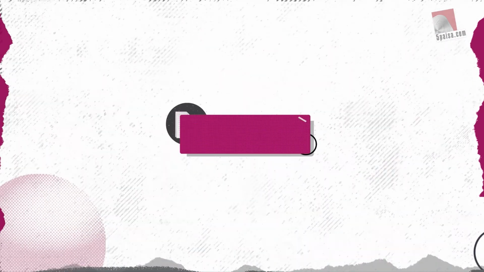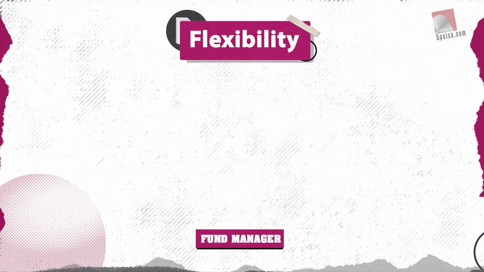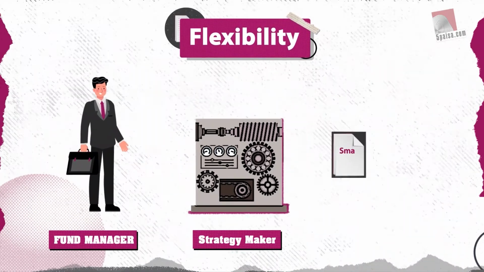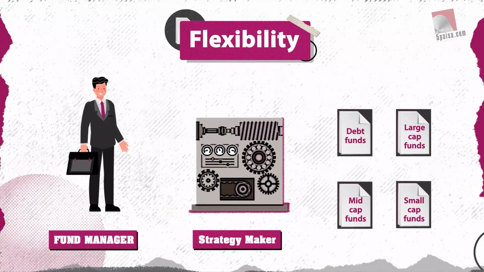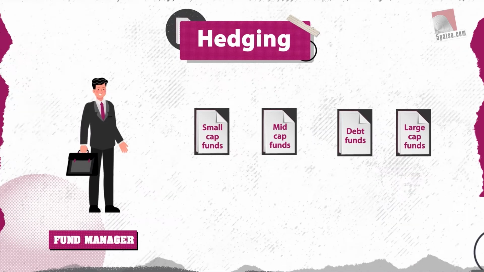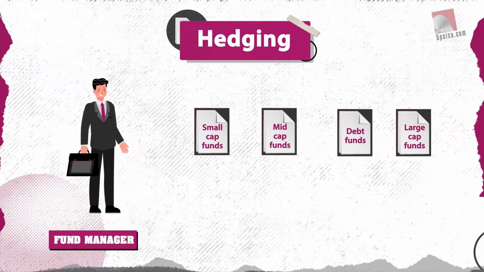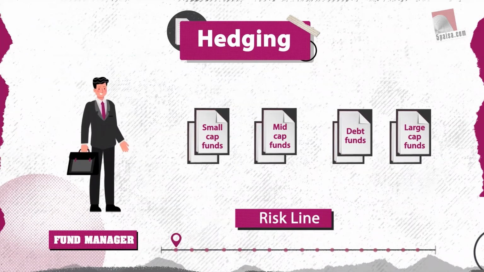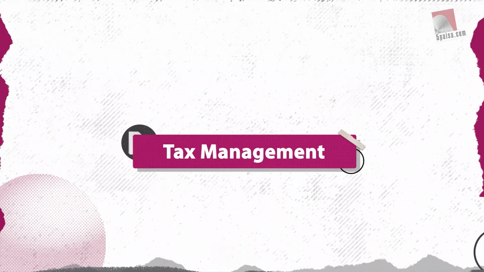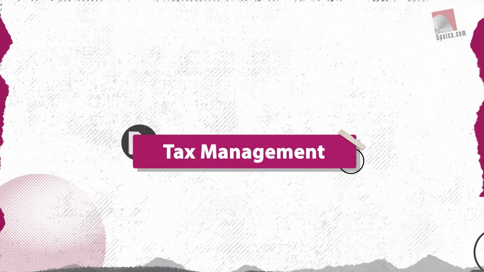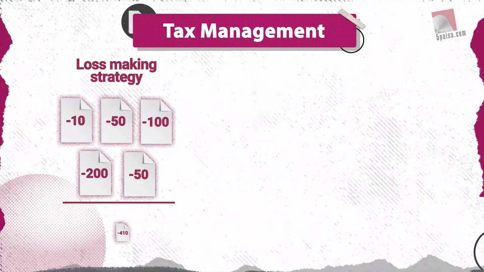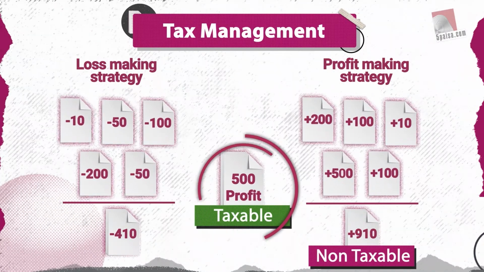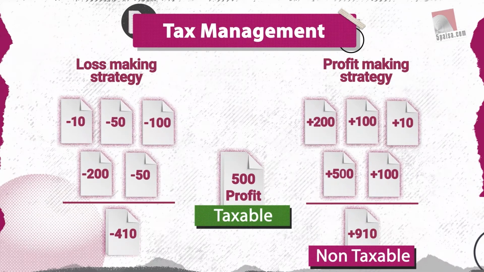Now, let us take a look at the advantages of an active fund. The first advantage is flexibility. This means that the active fund managers have the flexibility to use different strategies for investing in the market. The second advantage is hedging. This means that the active fund managers can use different strategies to hedge their portfolio to minimize their risks. And the third advantage is tax management benefits. This means that they can set off their loss-making strategies with newer profit-making strategies, which will give them a high tax saver advantage compared to passive funds.